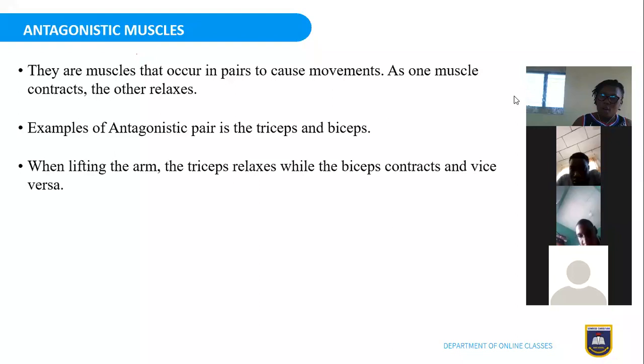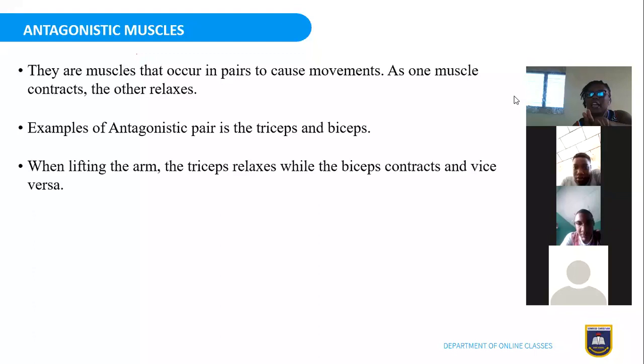Are you okay? So anytime I am moving my hand, it means that my muscles are contracting and relaxing. When I am walking, it means that my muscles are contracting and relaxing. So anything that brings about movement is due to contraction and relaxation of what? Muscles. Okay? So we have a type of muscles called antagonistic muscles. Antagonistic muscles are muscles that work in pair. They are in pair, it's like a battery. So antagonistic muscles are in pair like this.